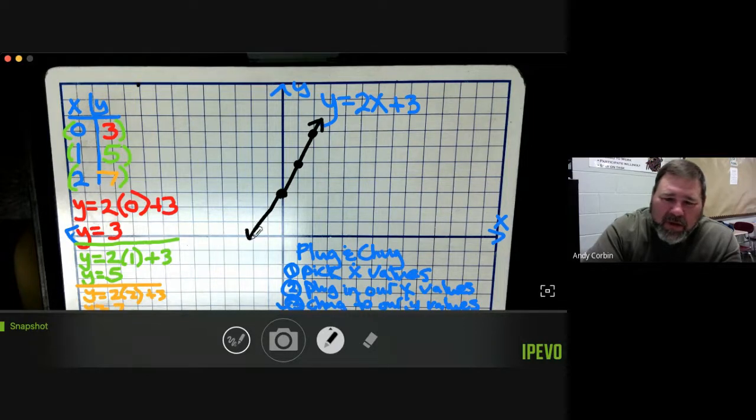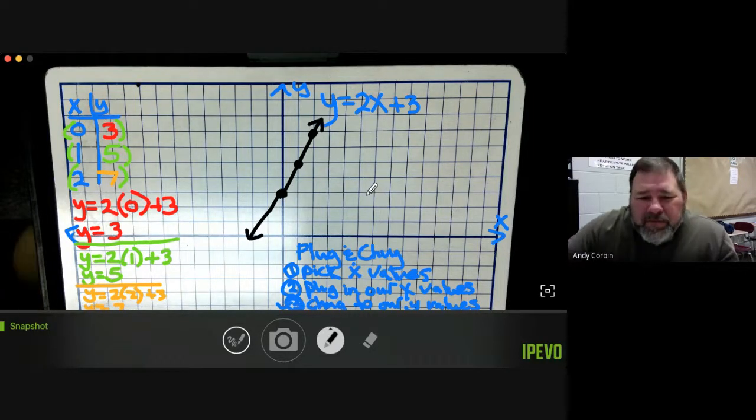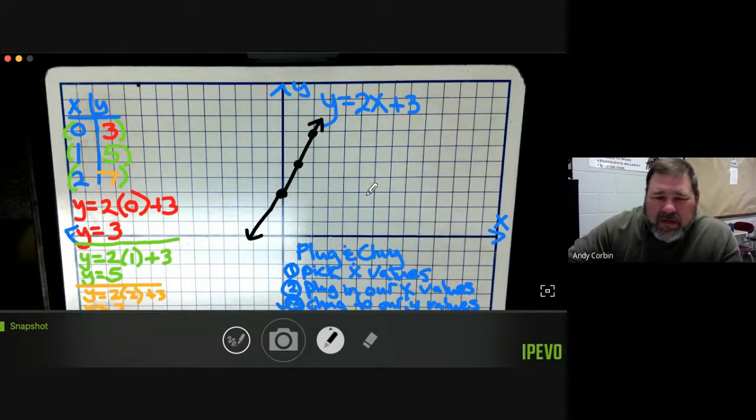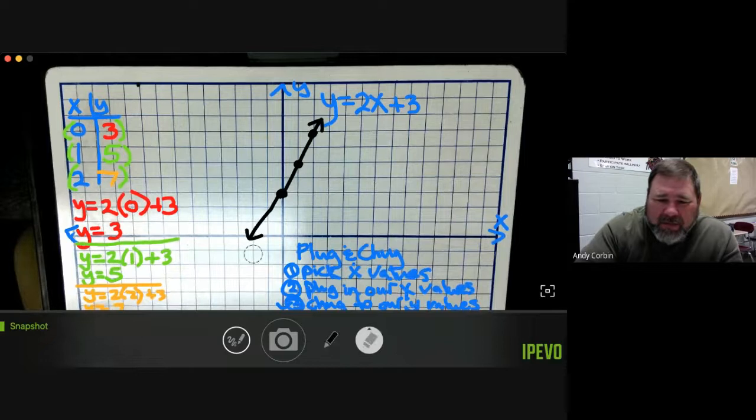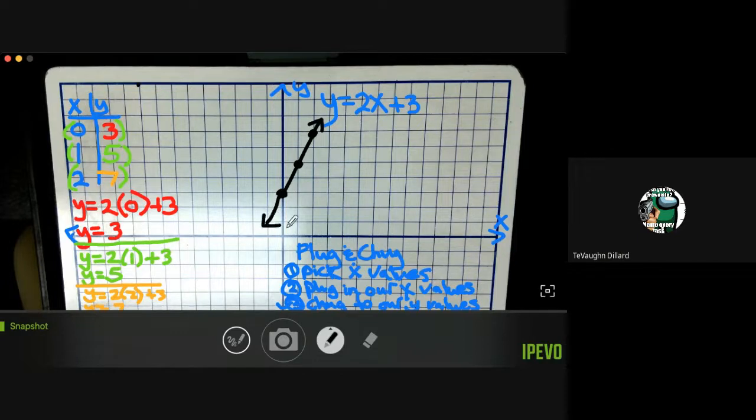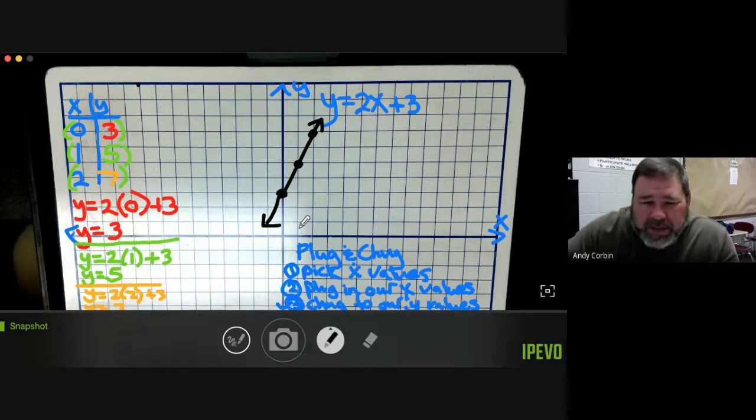That ain't much better. All right, but there it is. Okay. So I just can't, for some reason, leave it like that. It looks terrible, doesn't it? Oh yeah, that looks better. But that's it. Okay. That is the line y equals 2x plus 3.